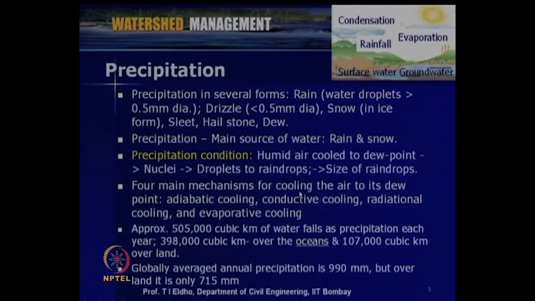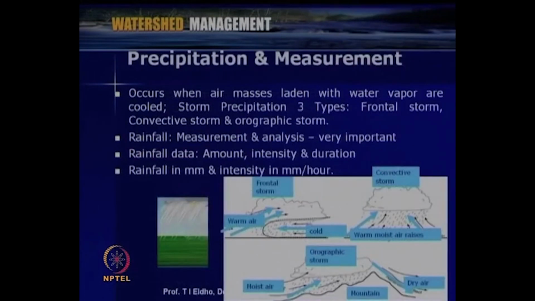Globally, the average annual precipitation is about 990 millimeter, but as far as the land is concerned, it is only about 715 millimeter. So, that is the precipitation pattern as far as the total earth or the land is concerned.